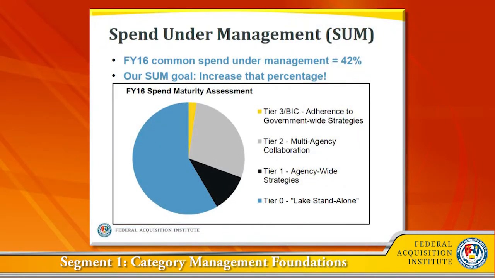Progress in bringing more spend under management will be evaluated on a continual basis, and individual agencies' SUM maturity assessments will be used to engage agency leaders in regularly reviewing their progress toward their goals. Category executives will use results to develop strategies that bring more spend under management. More about the category executives coming up.